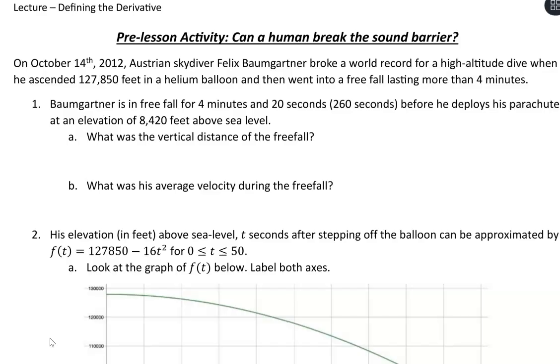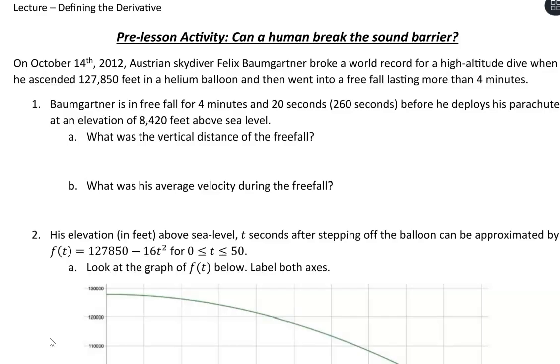And how we end up calculating it is using our difference quotient. Before completely going into applying that and working with a bunch of different functions, let's talk about it a little bit in context of this application. So with this, we have a skydiver who broke a world record. This is from 2012, so that world record might be broken again already.